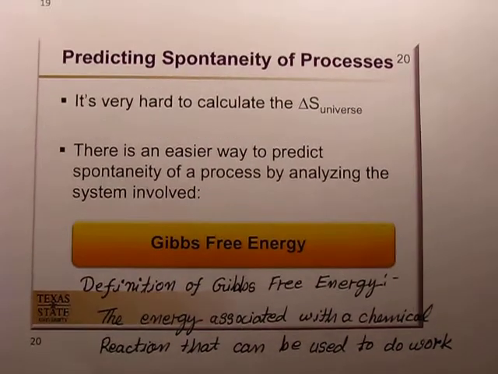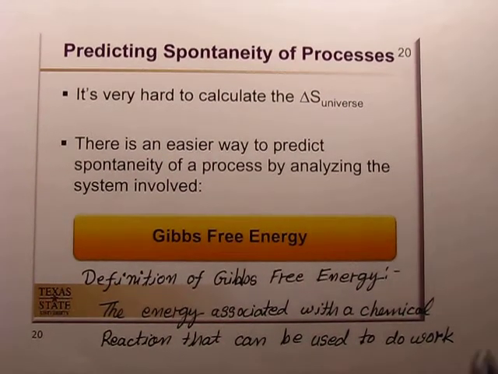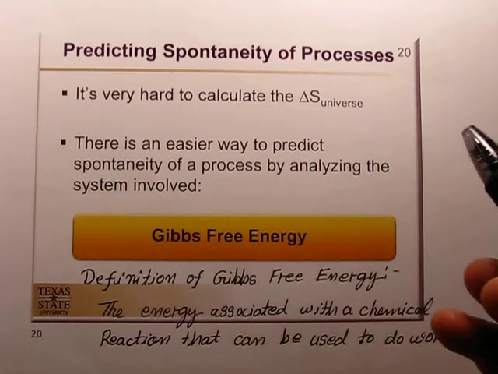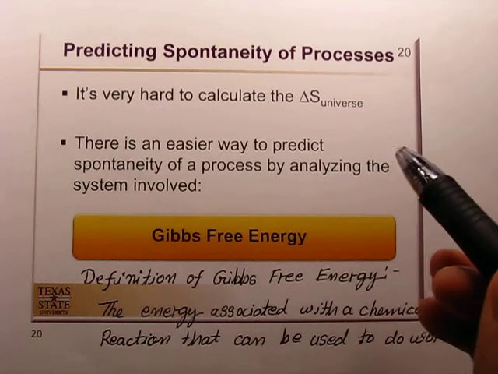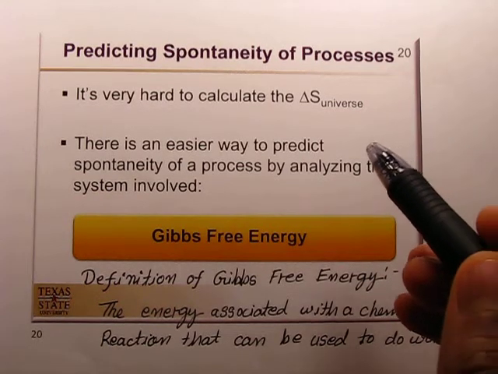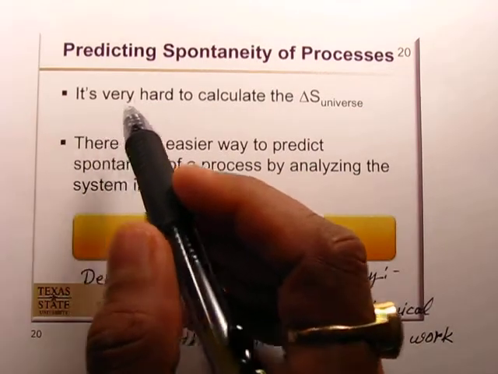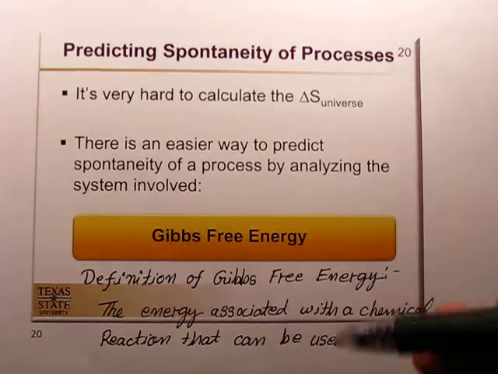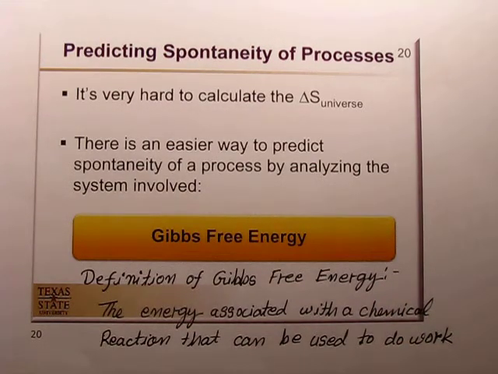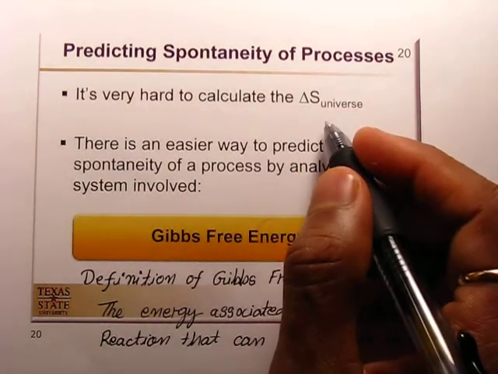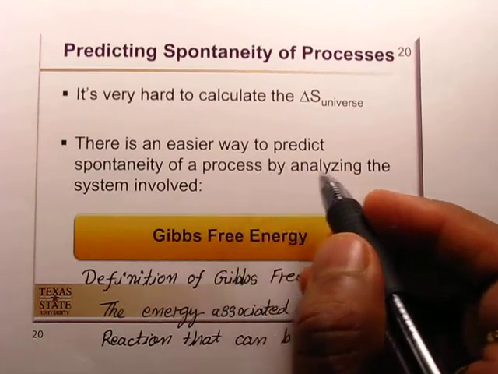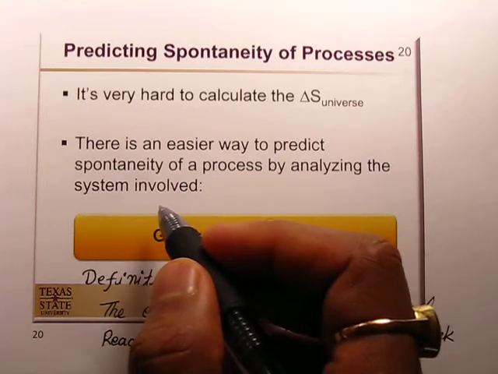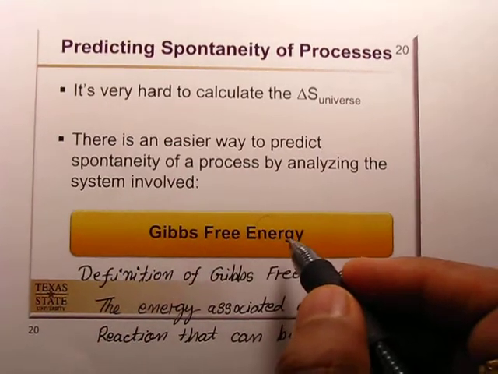Hello, so in this video we will study predicting the spontaneity of processes, how we can predict whether any process will be spontaneous or non-spontaneous. Mathematically it is very hard to calculate the delta S of the universe, meaning the change in entropy of the universe. So there is an easier way to predict spontaneity for a process by analyzing the system involved, and that term is called Gibbs free energy.